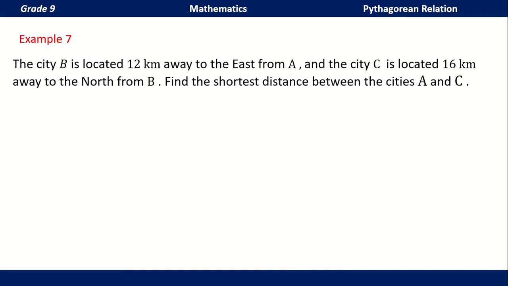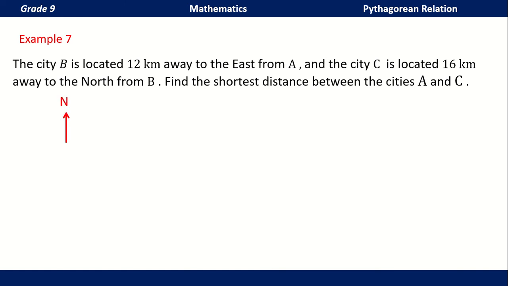Okay, as a final example, there's another question. The city B is located 12 kilometers away to the east from A. The city C is located 16 kilometers away to the north from B. Find the shortest distance between the cities A and C. Okay, there's no figure available here, so you have to draw a figure yourself.